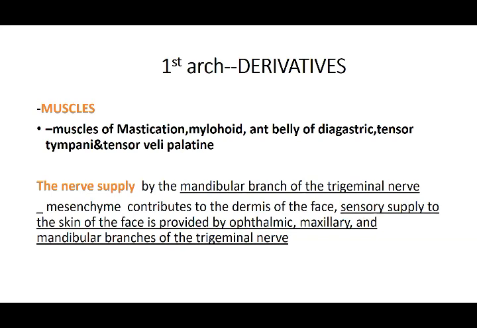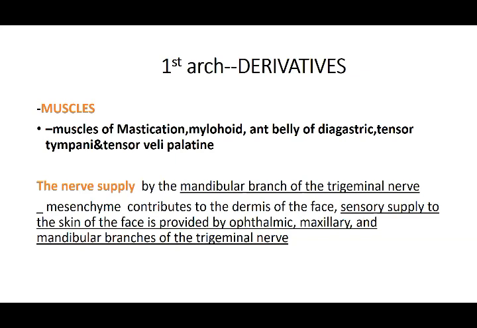As from this first arch, we are also developing the dermis of the face. That is why the skin on the face is being supplied by your trigeminal nerve. And what branches of your trigeminal nerve? It is mostly your ophthalmic and the maxillary, and a small portion of the sensory branches of the mandibular nerve, right? So because it is developing from this arch, you can say the first arch nerve is the trigeminal nerve as a whole.